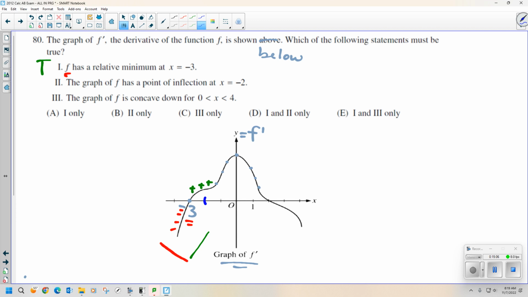All right? The graph of f has a point of inflection at x equals -2. Here's -2. No, a point of inflection would be where the second derivative not only would equal 0, but it would change concavity. It would go from positive to negative, or negative to positive. If I'm looking at this, the second derivative is the slope of the first derivative, right? The first derivative has a positive slope here, 0, but then stays positive. So it does not switch. That is false.